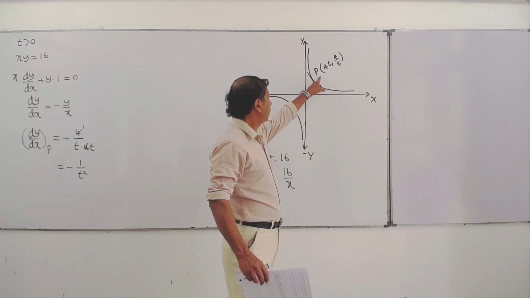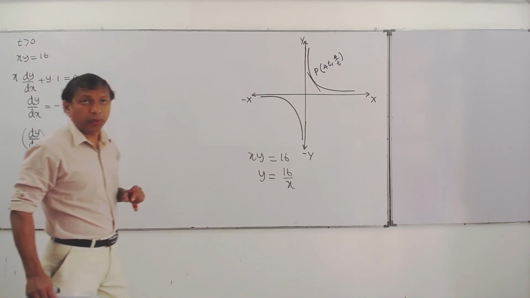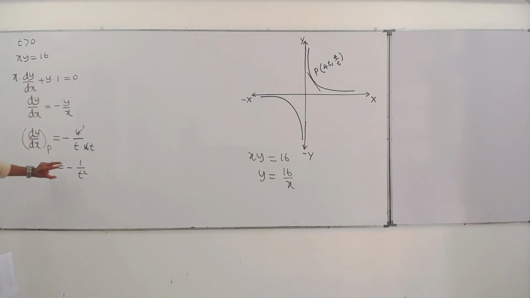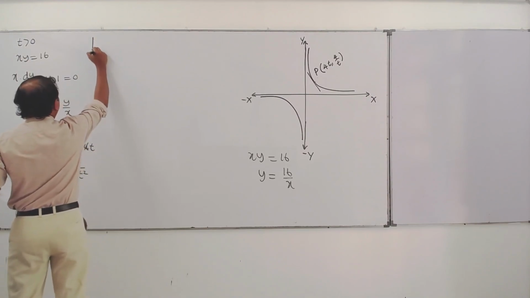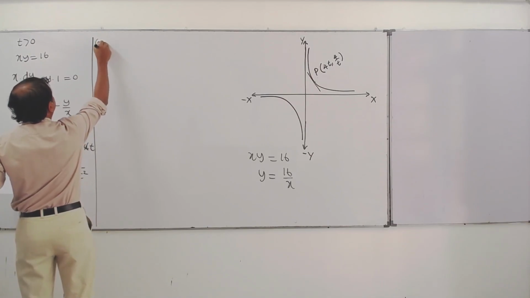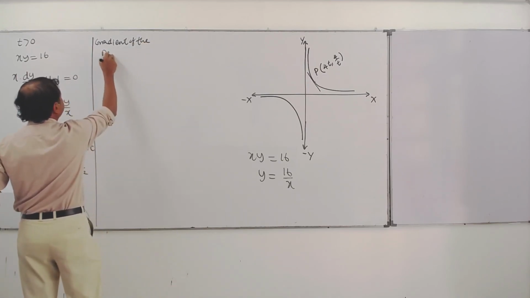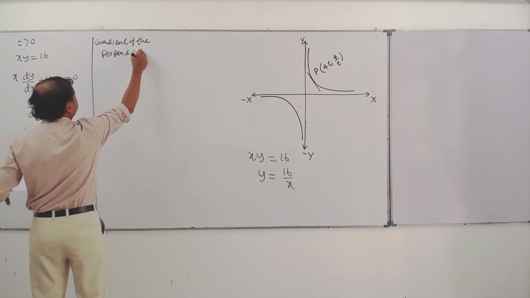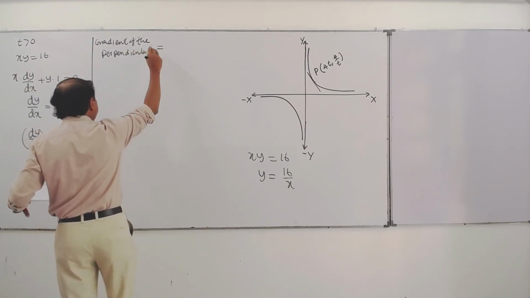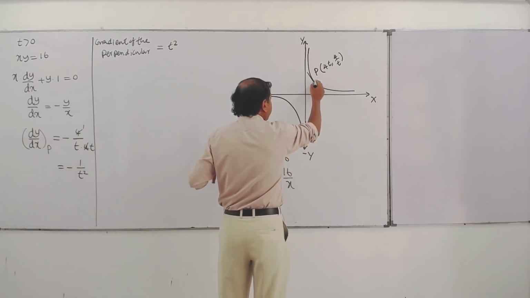Now we need to find the equation of the perpendicular, no? You know the gradient of the perpendicular can be obtained how? By taking the reciprocal and multiplying by a minus sign. Gradient of the perpendicular is going to be t squared. Right. That perpendicular, if I draw, suppose it is like this. Now we are asked for its equation.